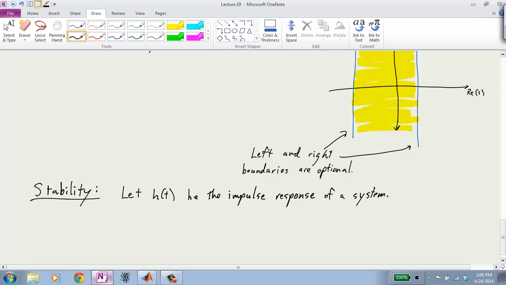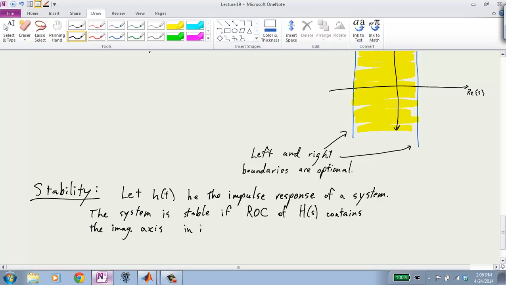The system is stable if the ROC of H of S, so the Laplace transform's region of convergence, contains the imaginary axis in its interior. So I'll mention the importance of that momentarily. So what does it mean to be in the interior?